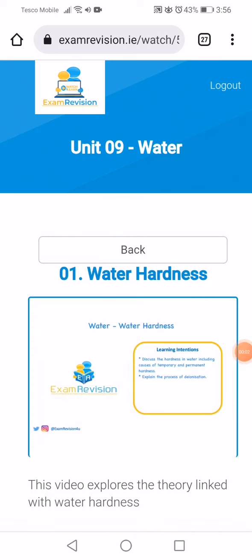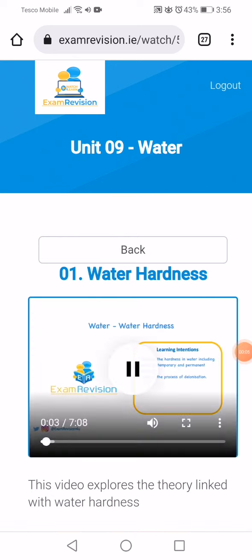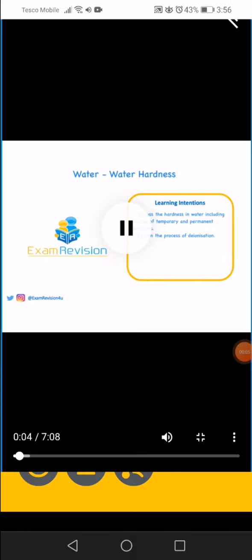So welcome back, guys. What we're going to look at in this lesson is water, and we're specifically going to look at water hardness. Our learning intentions are to discuss the hardness in water, including causes of temporary and permanent hardness, and to explain the process of deionization.